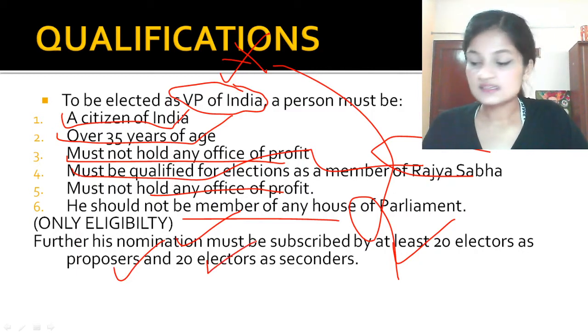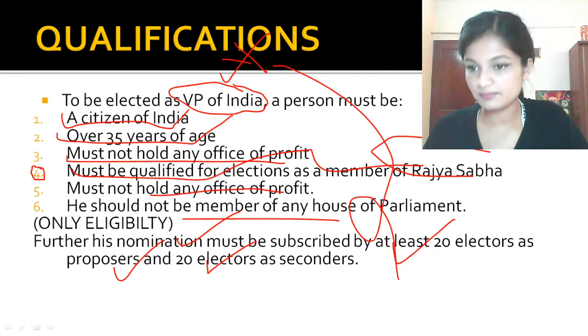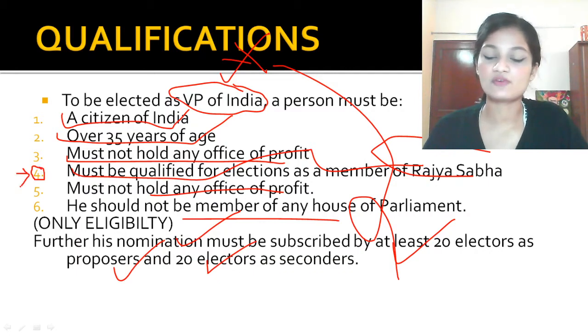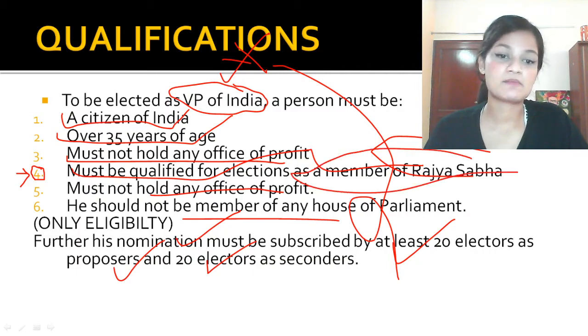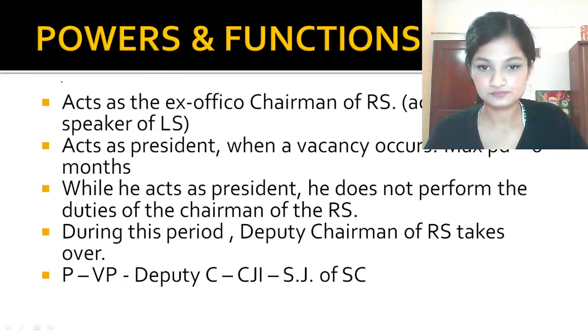So I think this is self understood. The important point that sometimes people get confused over is perhaps the fourth one, which says that he must be qualified for election as a member of Rajya Sabha. Rest of the points are simply a mere repetition of the requirements of a president.